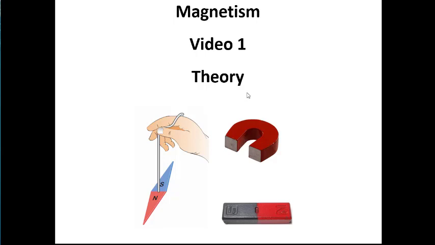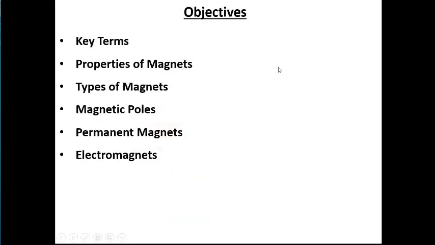In this video, we'll review the theory of magnetism. Our objectives for today, we'll look at some key terms, the properties of magnets, different types of magnets, magnetic poles, permanent magnets, and electromagnets. All right, so first off, our key terms.